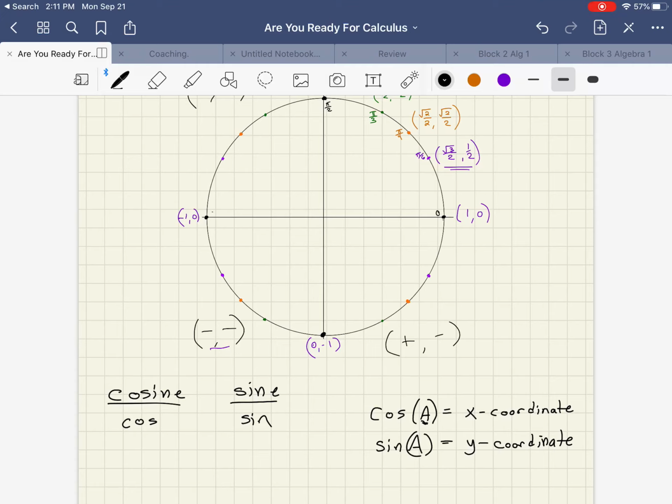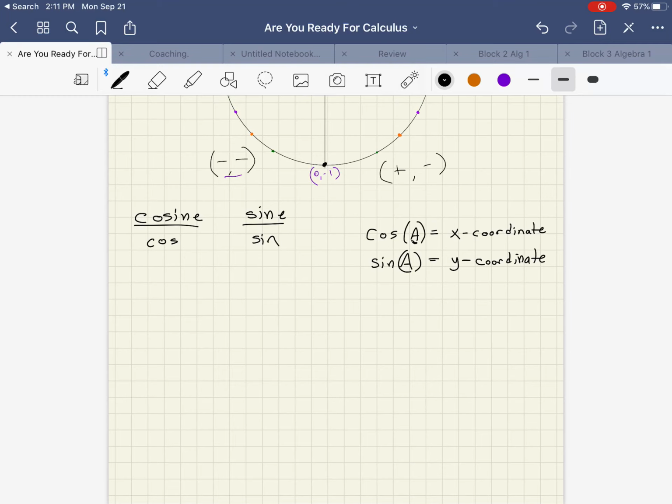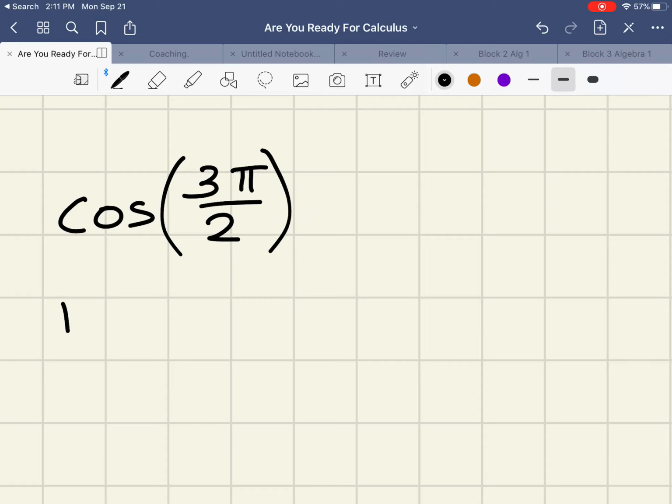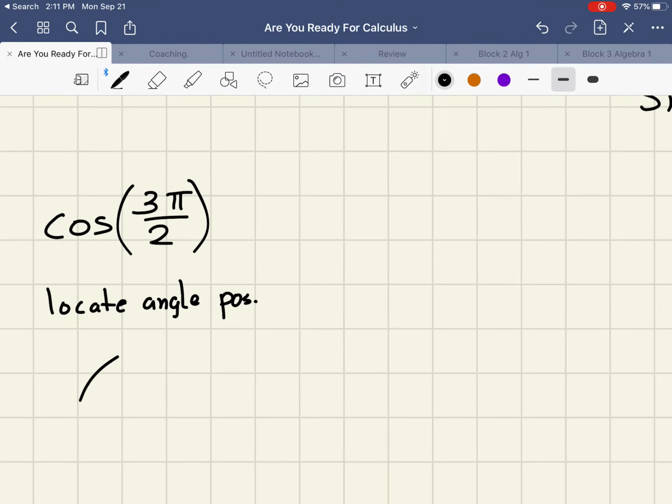So let's see if we can look at how this works. I have that unit circle above for a reference, but let's see if we can just calculate a couple values here. Let's do the cosine of 3 pi over 2. So the first thing we do is we locate the angle position. I can draw a better circle than that with my tool here.